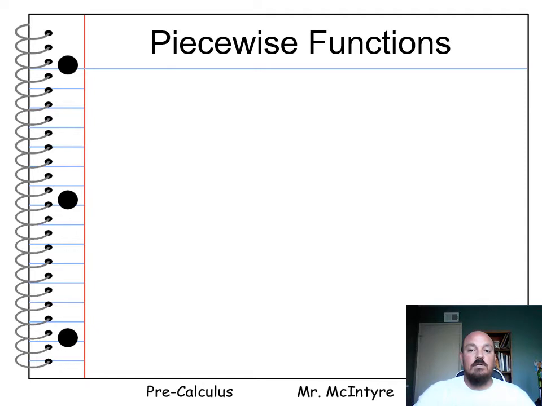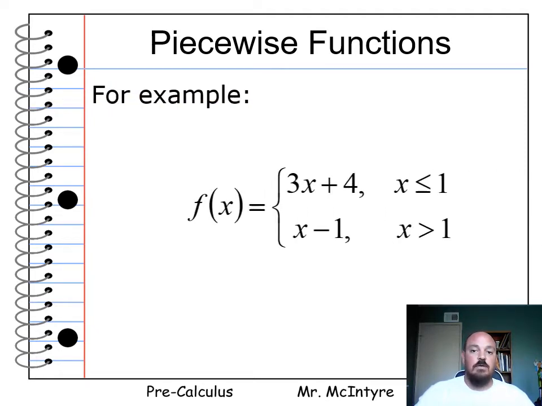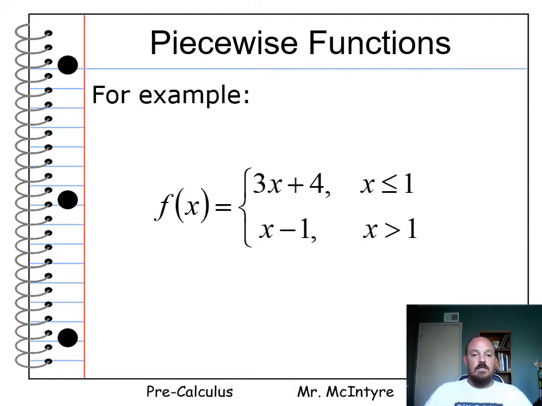So here's what a piecewise function could look like. Here's an example of one. This is a nice simple one. It's a piecewise function that has two parts. One part is right here, and it's basically like saying f of x equals 3x plus 4.